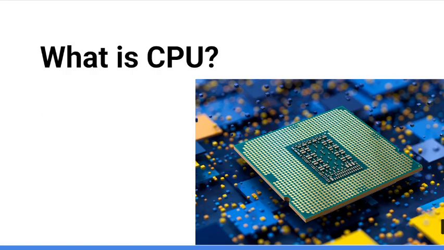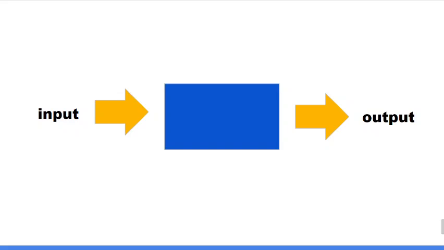All computers, whether they are calculators, laptops, or digital cameras, can be shown as a machine that has an input and an output. For example, let's say our machine calculates 2 plus 2. In that case, 2 plus 2 would be input and 4 would be output. But what happens in the middle that allows this to happen?